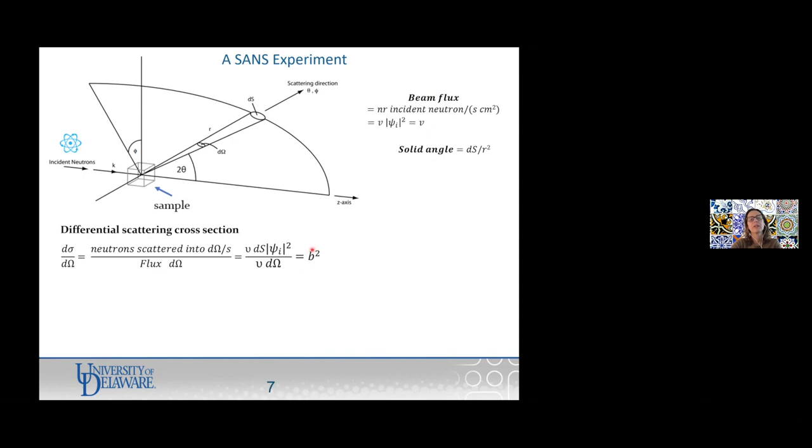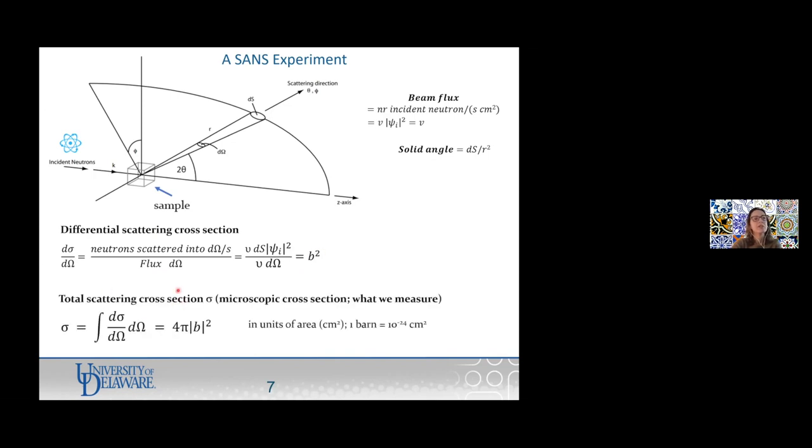Remember, in the wave function, the amplitude was b over r. So if you square that, you get b squared. Now, the total scattering cross section, which is actually what we measure when we do an experiment, also called a microscopic cross section, is the integral of the differential scattering cross section.